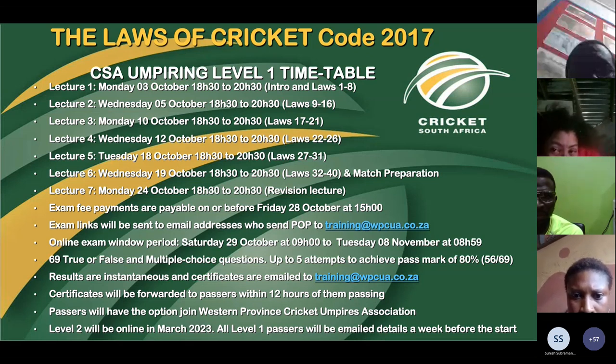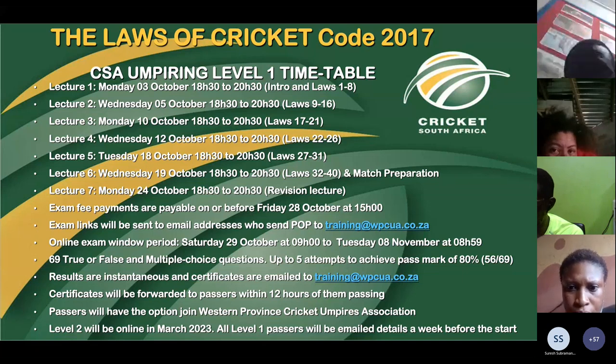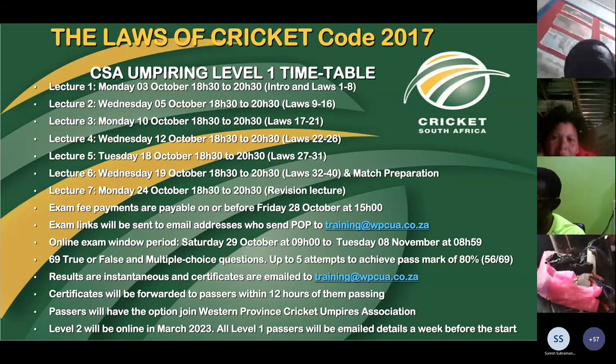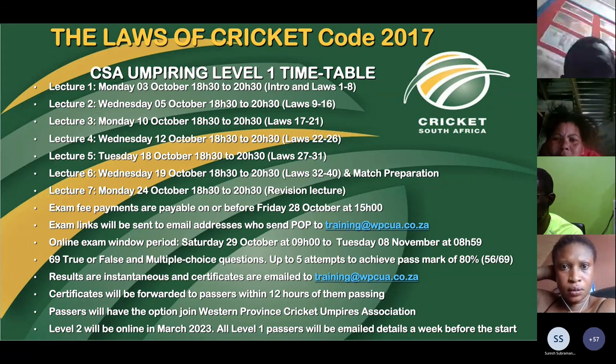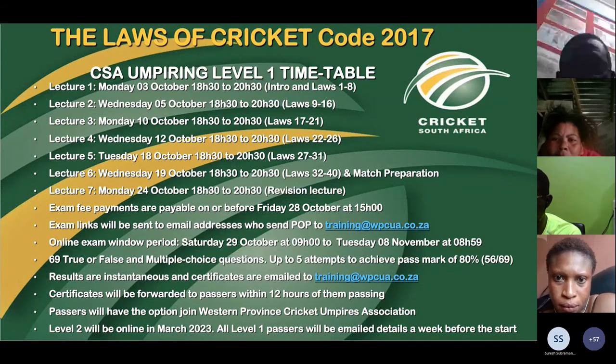And what will then happen is on Saturday, the 29th of October, all of you who have sent me your proof of payment to training at wpcua.co.za will receive an exam link email from Umpires Universe, and you will have a 10-day window period in which to attempt the exam up to 5 times until you pass the exam, and the pass mark is 80%.